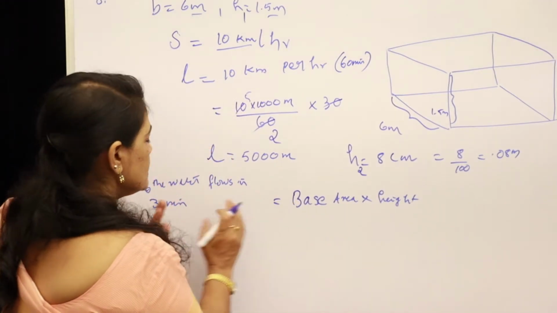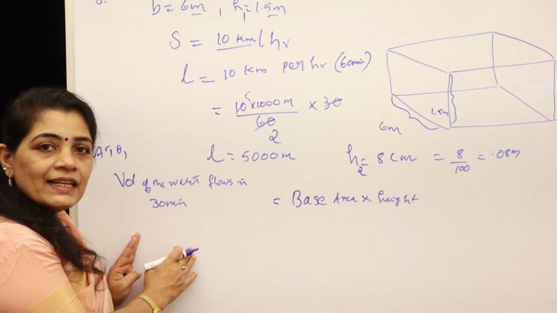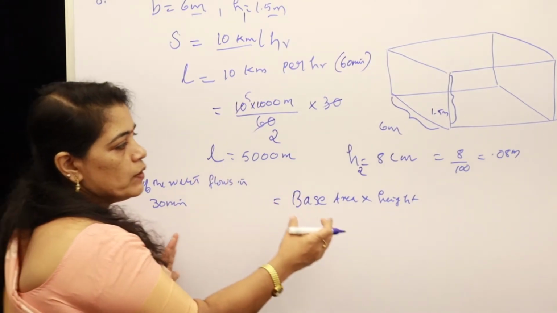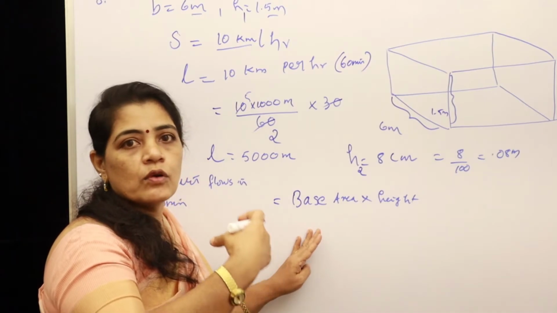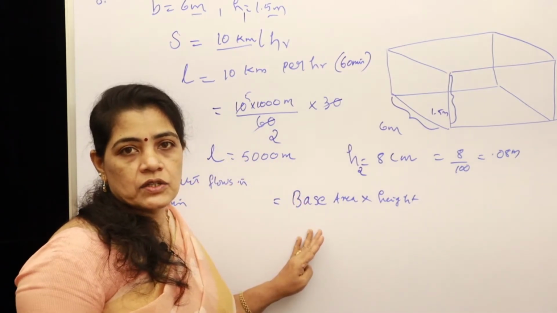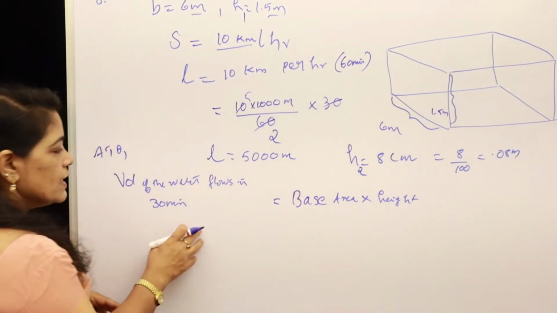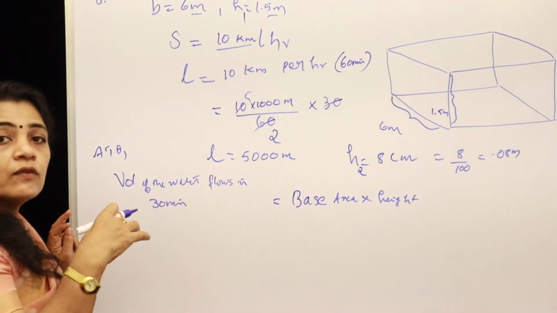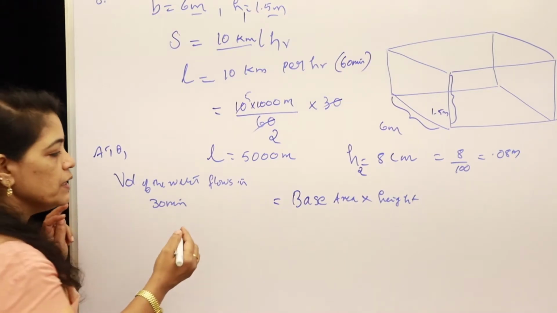The amount of water from the canal in 30 minutes, that is the volume of water, can be equated because that amount of water is used for irrigation. So we can substitute the volume of water that flows in 30 minutes, which is nothing but the volume of the canal, that is L into B into H.